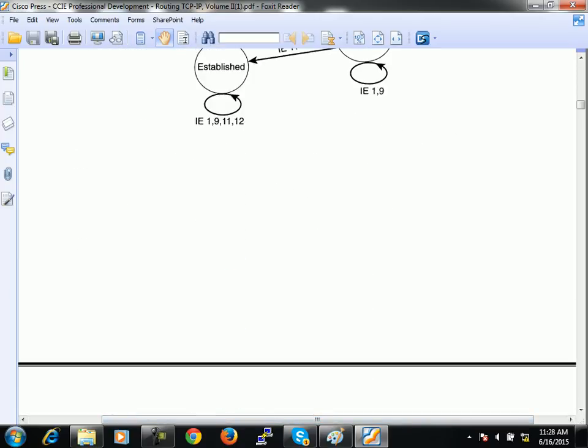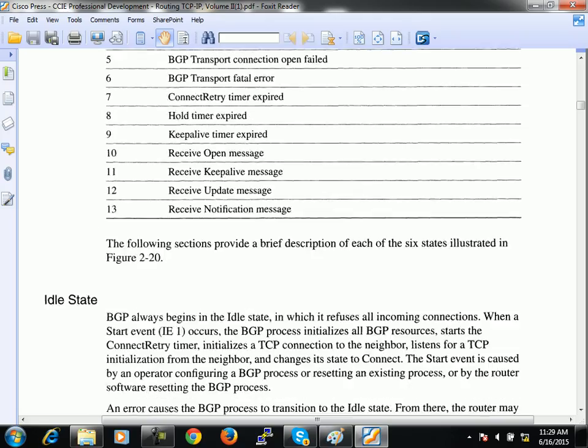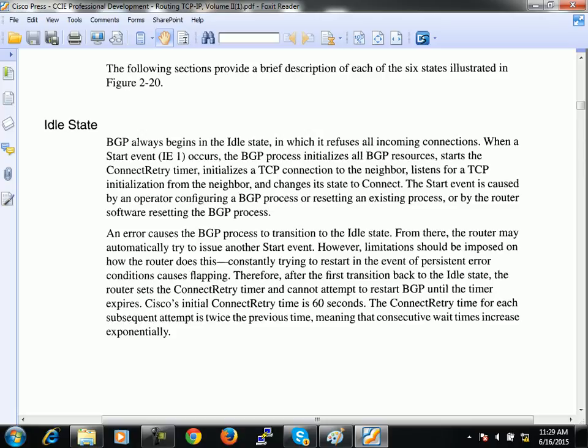It's not that I'm the only one saying all these things. You see, idle state. BGP always begins in idle state, in which it refuses all incoming connections, but when a start event occurs, the BGP process initializes all BGP resources, starts the connect retry timer, and initiates the TCP connection to the neighbor. It listens for a TCP initialization from the neighbor and also moves into connect state.